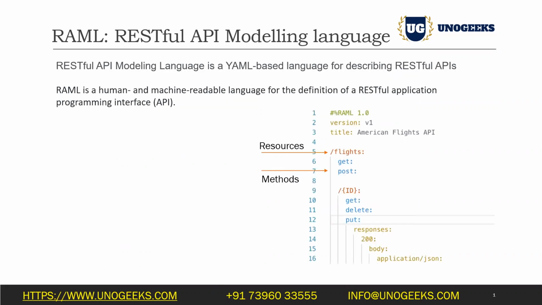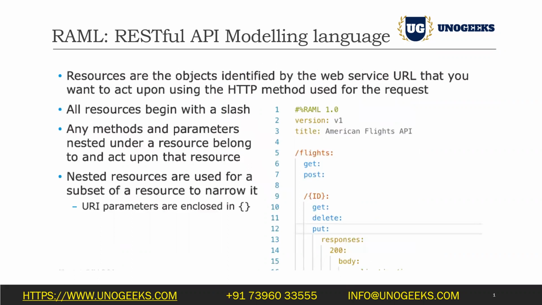So this is the flight resource we talked about, and again, this is the ID resource. An important thing to note is that anything with a URI parameter will have curly braces. URI parameters are enclosed in curly braces. We are passing the flight ID value of 1, 2, or any flight ID. That is why we keep it enclosed in braces.